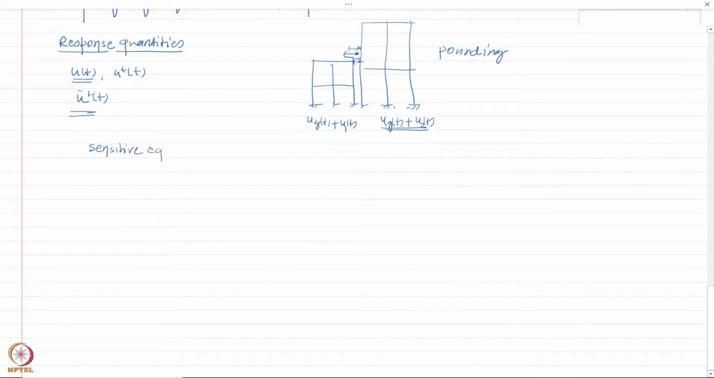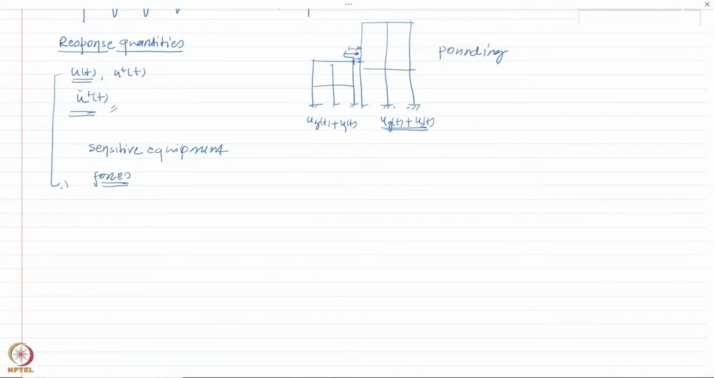Okay, sensitive equipment inside a structure. Whether it is kept on the floor or connected to the ceiling, these equipments are actually sensitive to the acceleration, or the total acceleration. So there it becomes important. And of course, apart from that, the forces in the members, which are related to the relative deformation. So basically, these are the typical response quantities that are of interest to us.